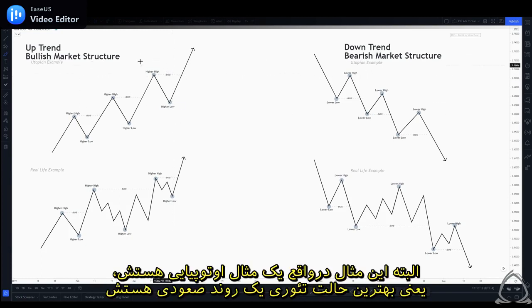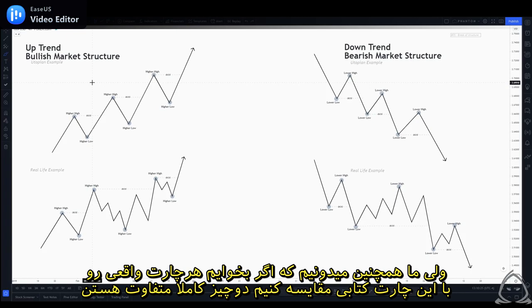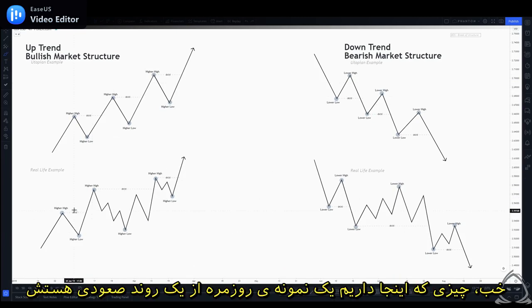Now, of course, this example is more of a utopian example. What that means is this is the textbook picture perfect bull trend. But we also know that if we've looked at any price charts and tried to compare what we see in textbooks to what we see on the charts, those are two very different things. So what we have here is a more real life example of an uptrend.